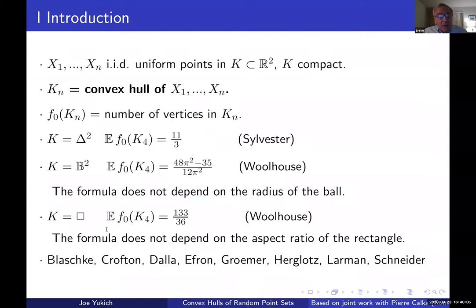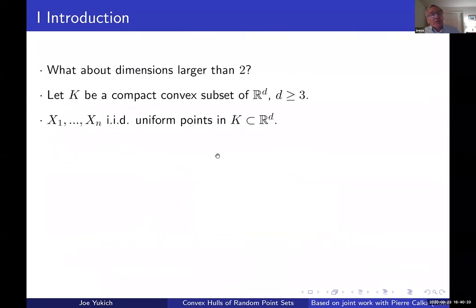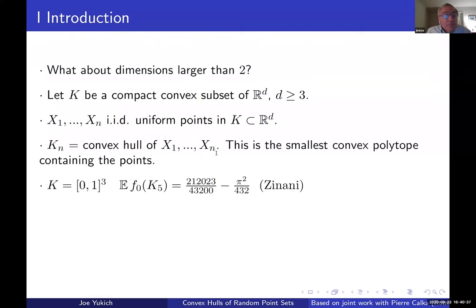Much research has gone into understanding the expected number of vertices in the convex hull of a planar set and even a high dimensional set. I just mentioned a few names here. What about dimensions larger than 2? So again, let's take K to be a compact convex subset of Rd, and we consider n IID uniform points put down in this mother body K, and Kn is the convex hull of the n-point set. It's the smallest convex polytope containing the points.